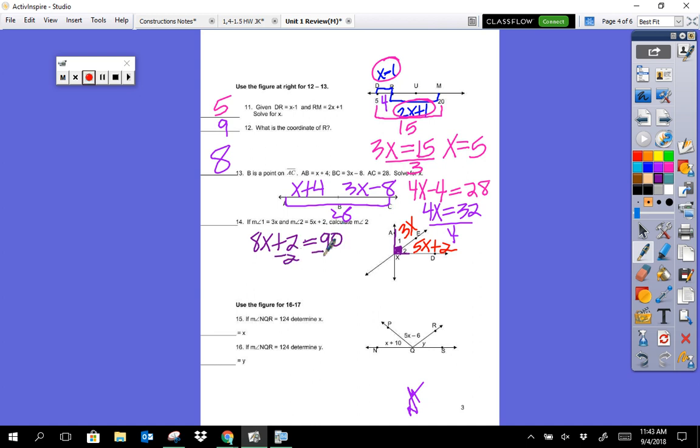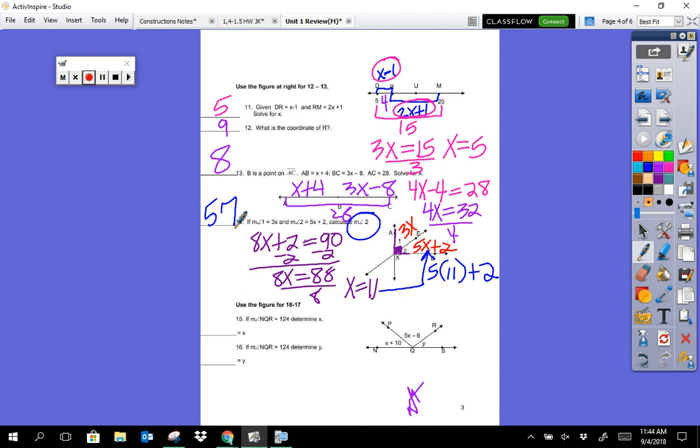I'm going to subtract 2. So 8x equals 88. Divide by 8. And so x is 11. Be careful that you read your question here, because the question says to find the measure of angle 2, which means I need to take this x value and plug it in for x. So 5 times 11 plus 2. 5 times 11 is 55 plus 2 is 57.